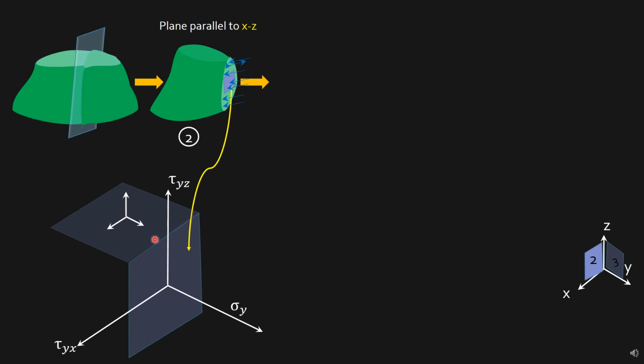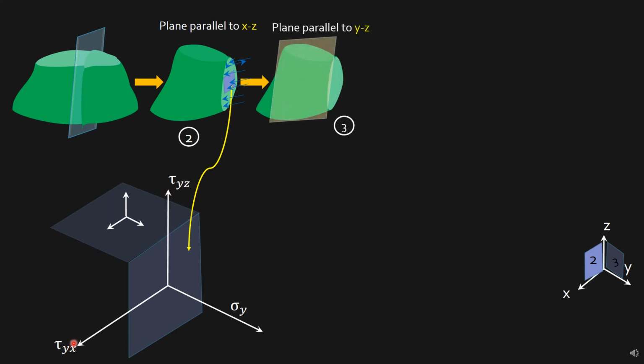So now here you can see this is the plane which has its normal along the y direction, or you can say that the plane perpendicular to the y direction is this side plane. So this plane has its normal along the y direction, so the first subscript will be y. Here the stress components will have first subscript y, and the second subscript will represent the direction along which that particular stress component acts. So here it is along the Z direction, here it is along the X direction.